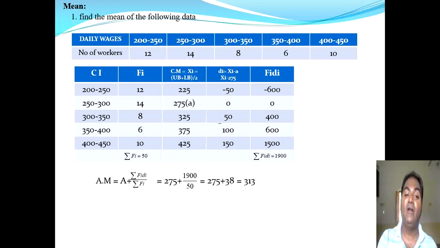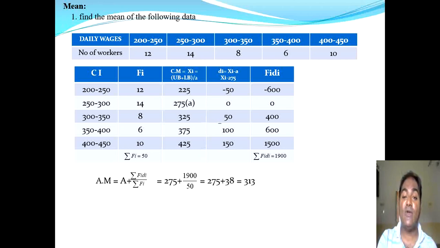400 to 450, 10 workers. Now this is a grouped data. Because the data is large, it's very difficult to find the mean by the ungrouped method. So we are going to find the mean by the grouped method. So what is the formula to find the mean by the grouped method? A plus summation fi into di by summation fi. This is known as the deviation method.